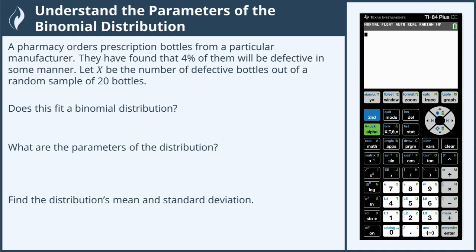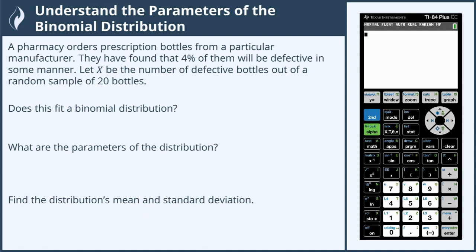Hi everyone, in this video we're going to go over the parameters of a binomial distribution, understanding if it is a binomial distribution, and find its mean and standard deviation. A pharmacy orders prescription bottles from a particular manufacturer. They have found that 4% of them will be defective in some manner. We're going to let X be the number of defective bottles out of a random sample of 20.